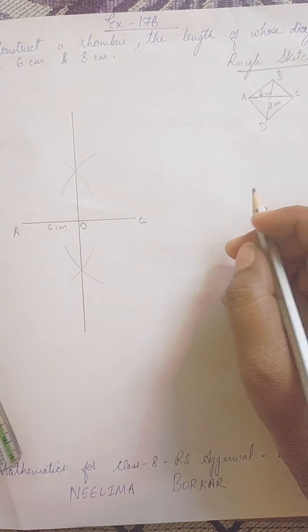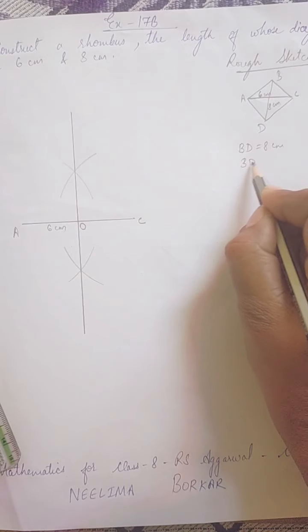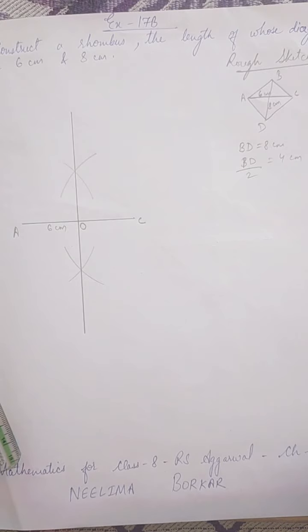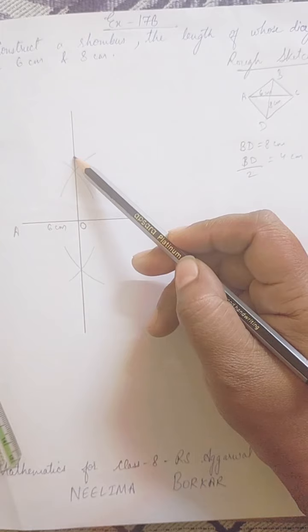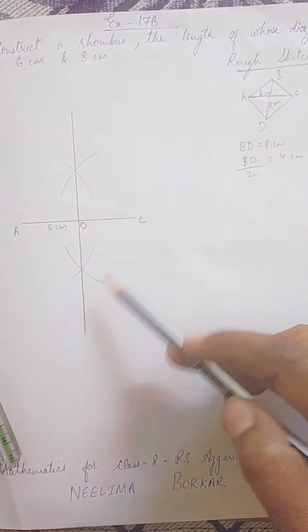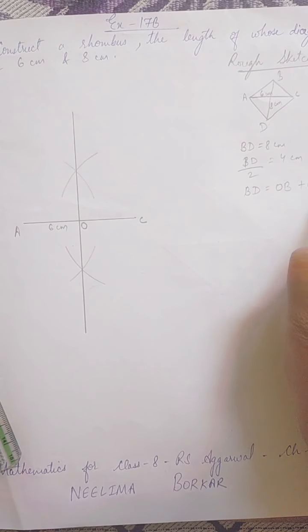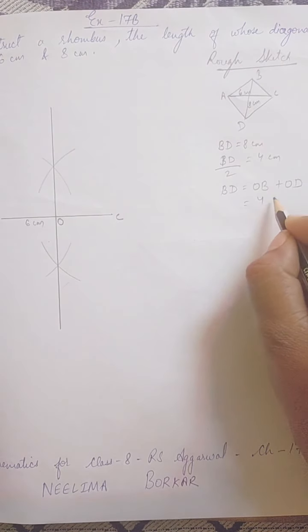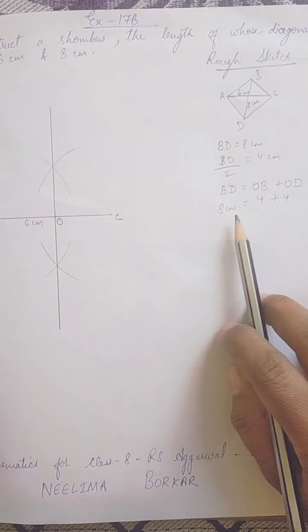Length of BD they have given 8 centimeter. So half of BD will be 4 centimeter. So you see here that obviously we will get point B to be here and point D to be here. So BD is combination of OB plus OD. So half of BD just now we found. So OB will also be 4 and OD will also be 4 centimeter. That's why it will give you 8 centimeter. 8 equal to 4 plus 4.